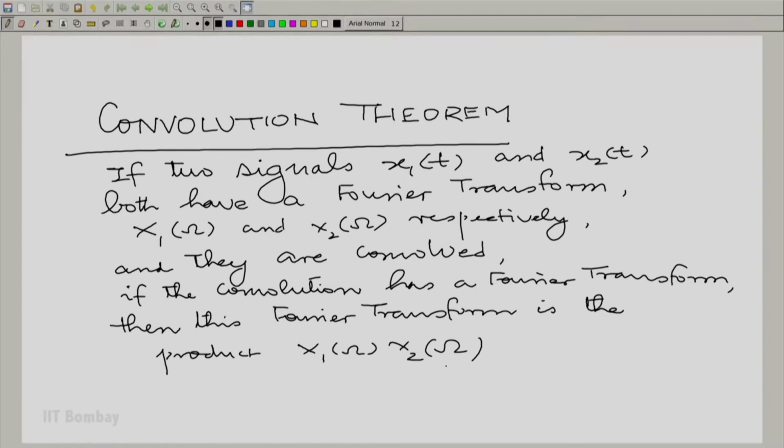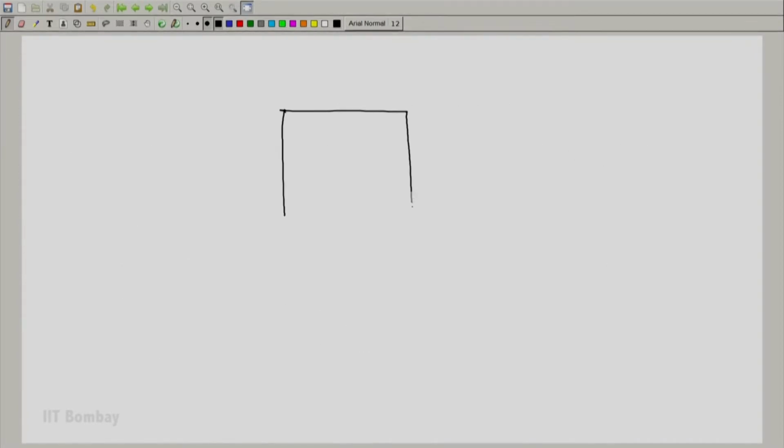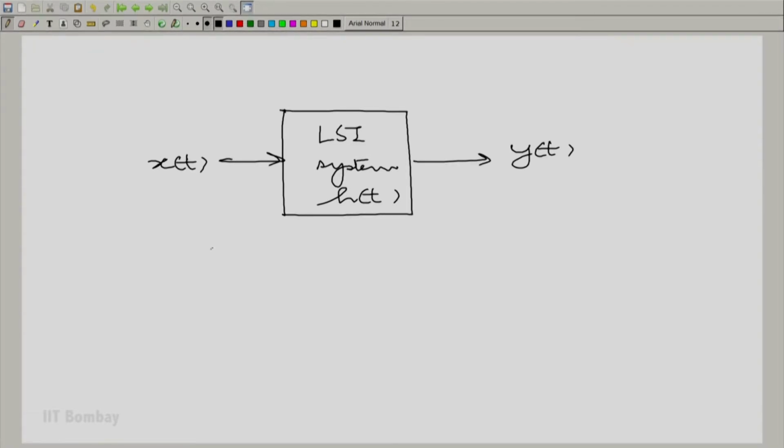Now, we were trying to interpret this convolution theorem in the context of a linear shift invariant system. When we applied it to a linear shift invariant system, noting that the output is the convolution of the input and the impulse response, we saw that Y of omega is equal to X of omega times H of omega. And we were trying to give this an interpretation.